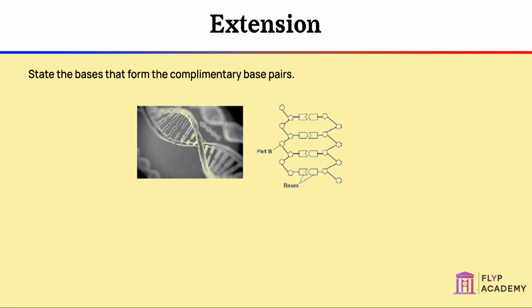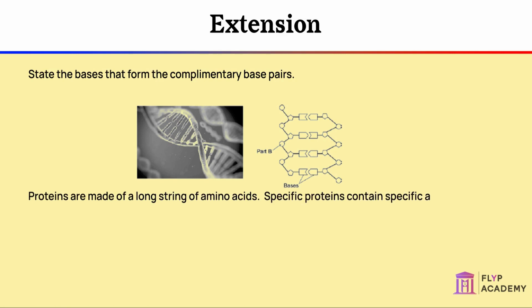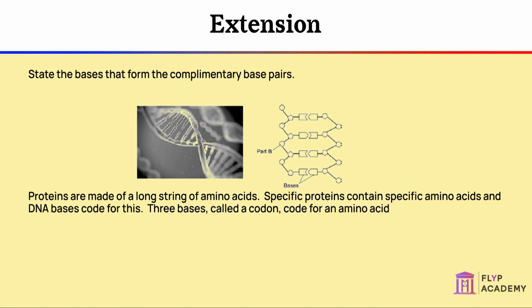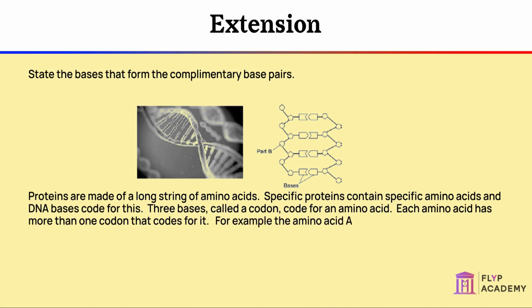The DNA codes for the production of proteins. Proteins are made of a long string of amino acids. Specific proteins contain specific amino acids, and DNA bases code for this. 3 bases, called a codon, code for an amino acid. Each amino acid has more than one codon that codes for it. For example, the amino acid alanine has the codes GCA, GCC, GCG, GCT.